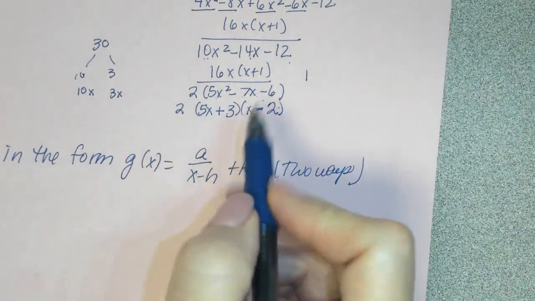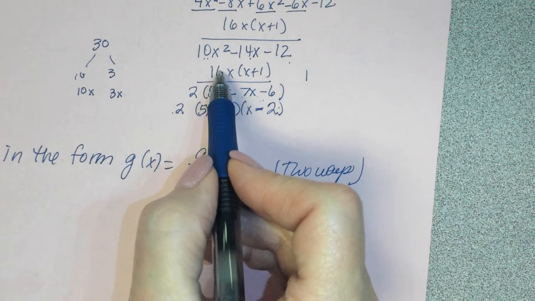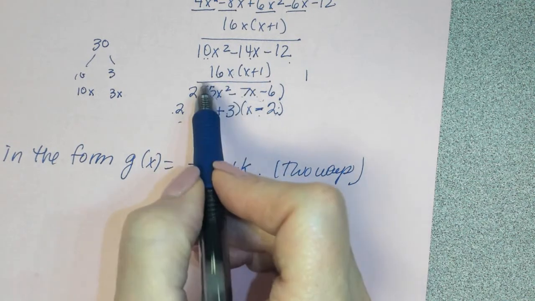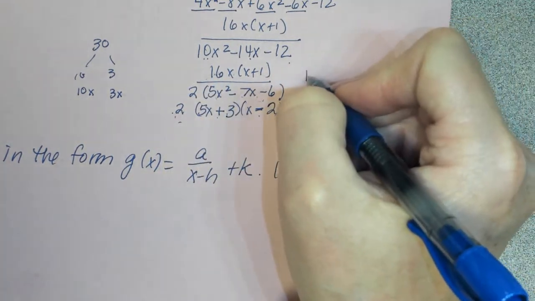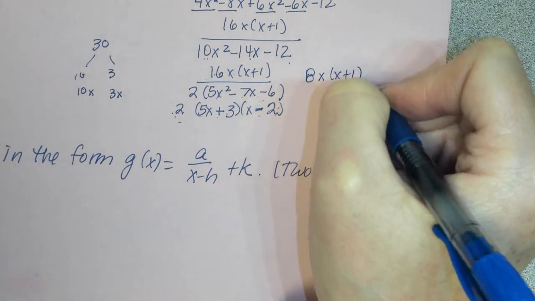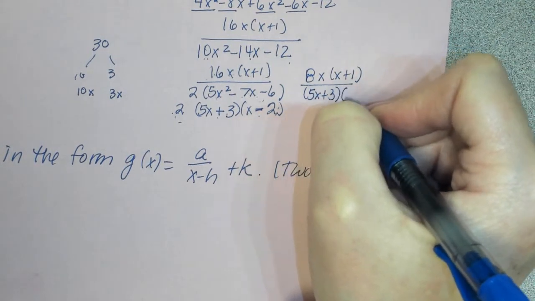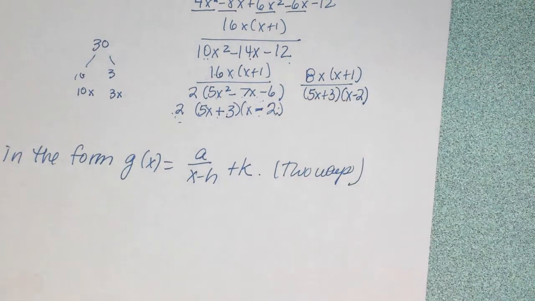Well, actually, not quite. Because I've got 16 and 2. See how now I have everything as factors? So 16 divided by 2 is going to give me 8x times x plus 1 over 5x plus 3 over x minus 2.